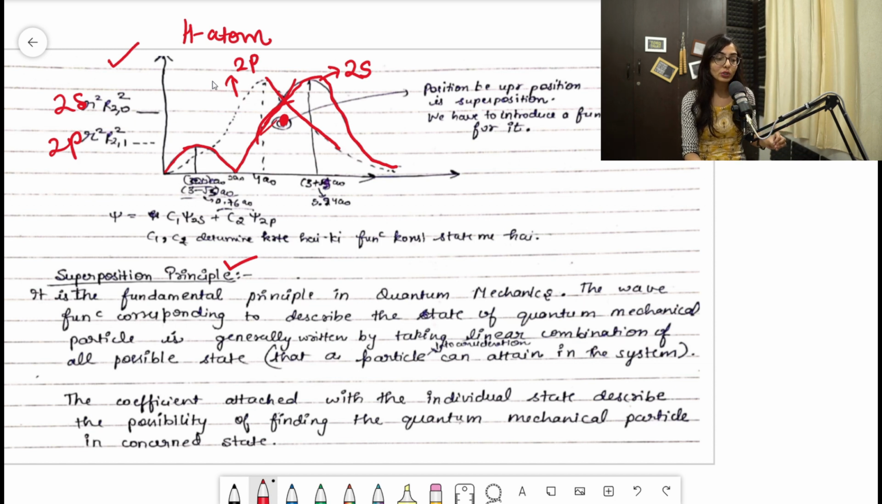So guys, this is called the superposition principle, where positions are overlapping. Here can you see positions are overlapping. We are not able to say whether it is of 2s or 2p. Fine. For that, we are going to use the superposition principle. That is the underlying idea of the superposition principle, and that is the easiest language I could use to explain it, right?